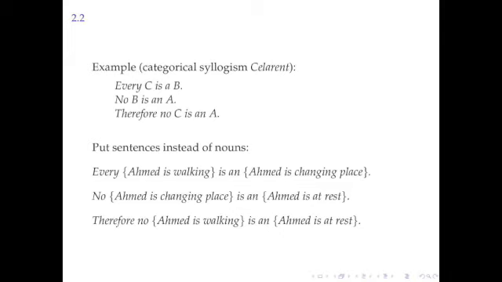I'll put the sentences in brackets. It's best if you can see the text to see where the brackets are. Every Ahmed is walking is an Ahmed is changing place. So we've got the sentences Ahmed is walking and Ahmed is changing place. No Ahmed is changing place is an Ahmed is at rest. Therefore, no Ahmed is walking is an Ahmed is at rest.